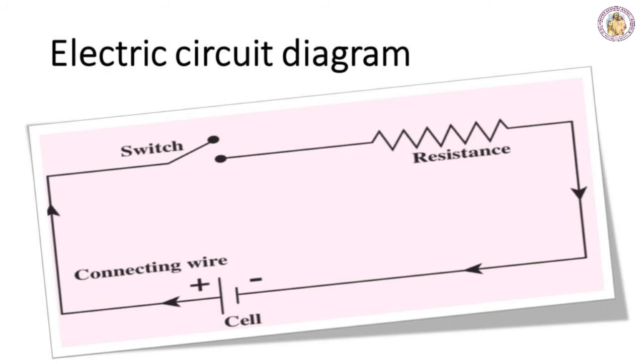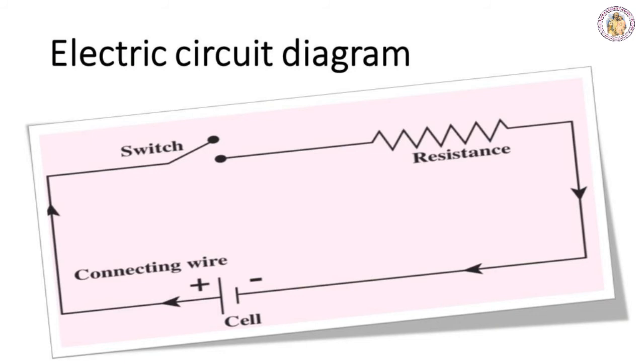Electric circuit diagram: to represent an electrical wiring or solve problems involving electric circuits, circuit diagrams are made. The four main components of any circuit, namely cell, connecting wire, switch, and resistor or load, are given above. If you see the circuit diagram, what are the things connected in the circuit? The positive terminal of the cell is connected to the switch by a connecting wire. The other end of the switch is connected to the resistor, and the other end of the resistor is connected to the negative terminal of the cell.